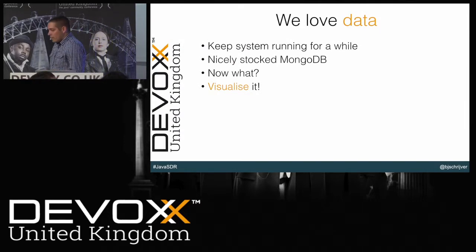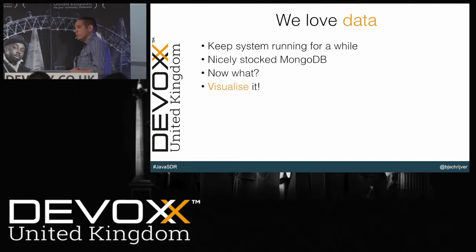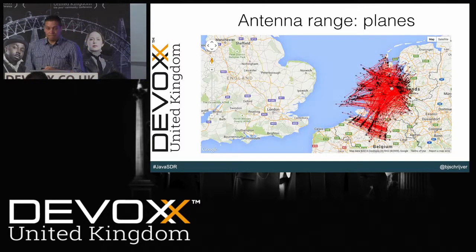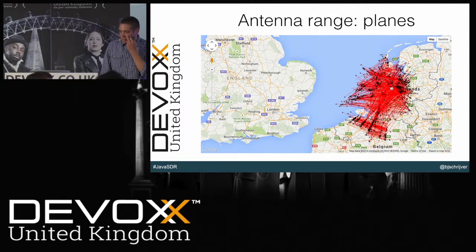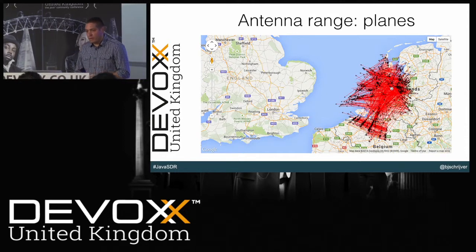Now I have this system running at home, and it's filling up my MongoDB with data from planes and from ships. So what could we do with it? We could start playing with it. So let's start looking at the antenna range for planes, which is, I think, quite impressive. It covers most of the Netherlands. For reference purposes, I've put London in the picture too, so you know how big the Netherlands is.